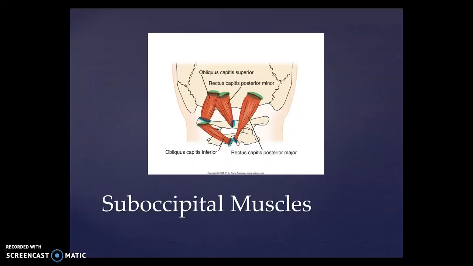And this is just a picture of your suboccipital muscles, your obliquus capitis superior, your obliquus capitis inferior, and your rectus capitis posterior minor and posterior major. So when you look at these, because they're posterior, they're going to extend the head. Because they're short, kind of stout muscles, they're going to stabilize this AO joint here. And they will also assist in rotation and lateral flexion to the same side.